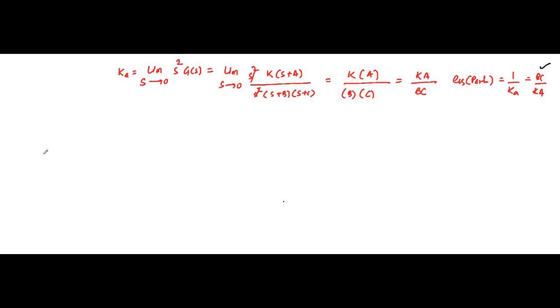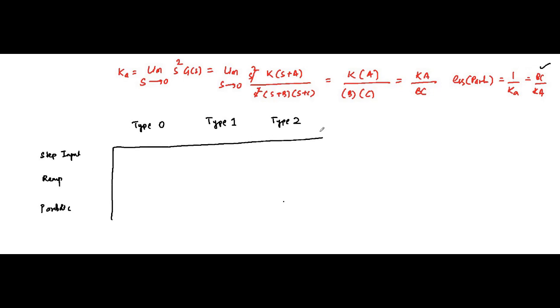Here we will list the inputs on one side: step, ramp and parabolic, and here will be the type 0, type 1 and type 2, because mostly you will come across these kinds of systems. So step input and type 0 system, the result is a finite one, 1 by 1 plus Kp.